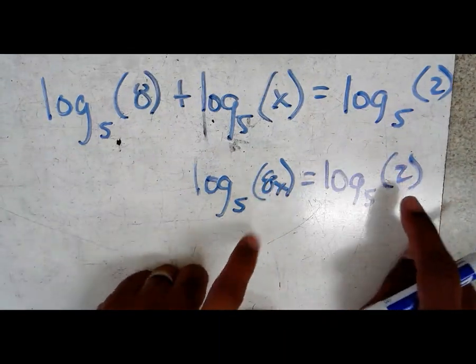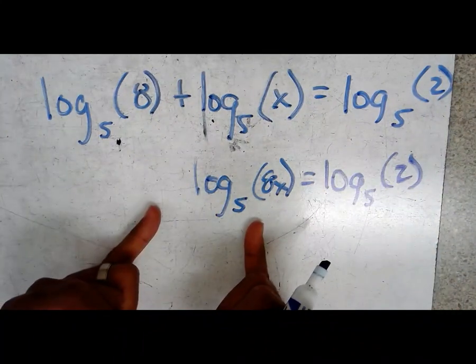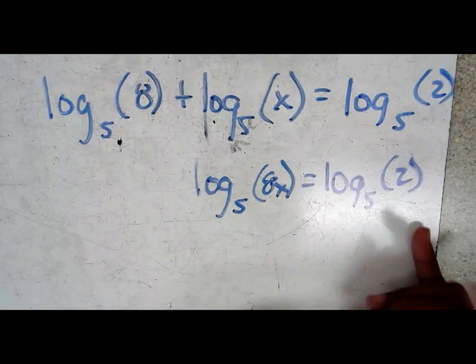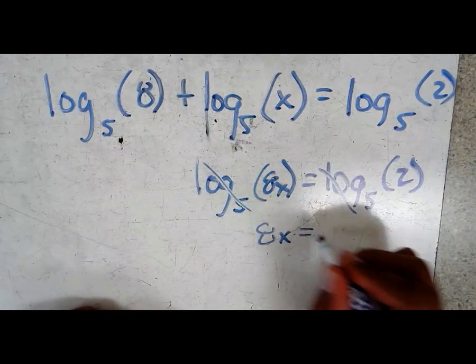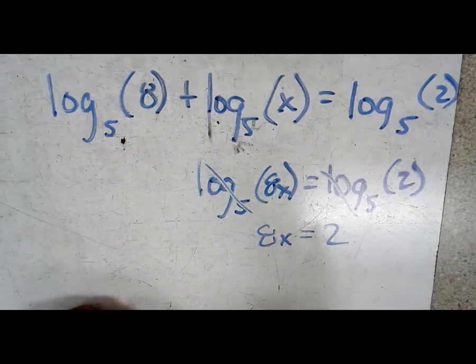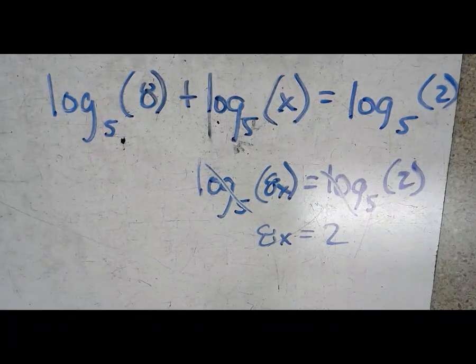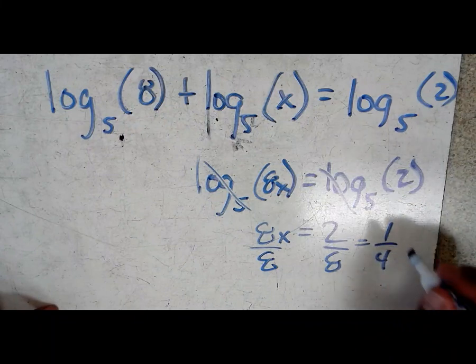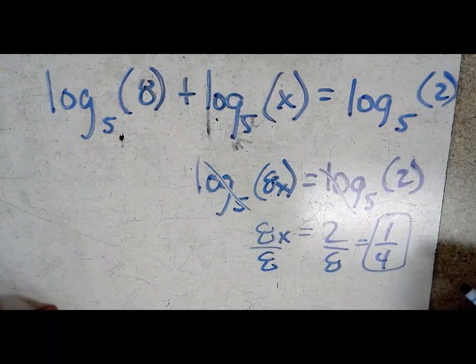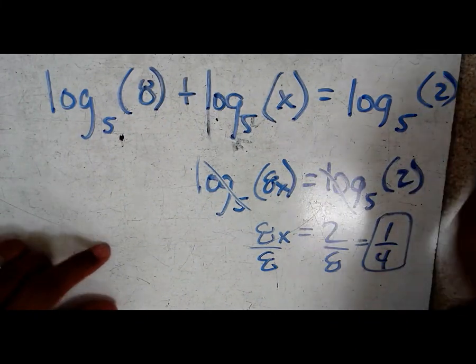All right, now when I have one log on one side and another log on the other side, and they are the same base, I can just drop those logs off and set the a's equal to each other and solve. So I can divide both sides by 8, and that simplifies to 1 over 4. So x equals 1 over 4.